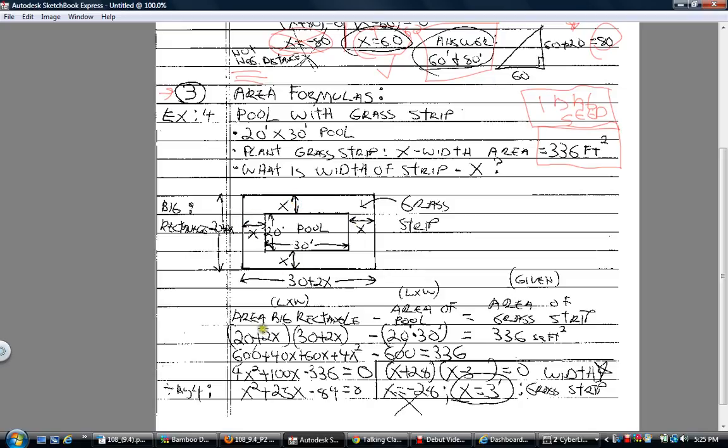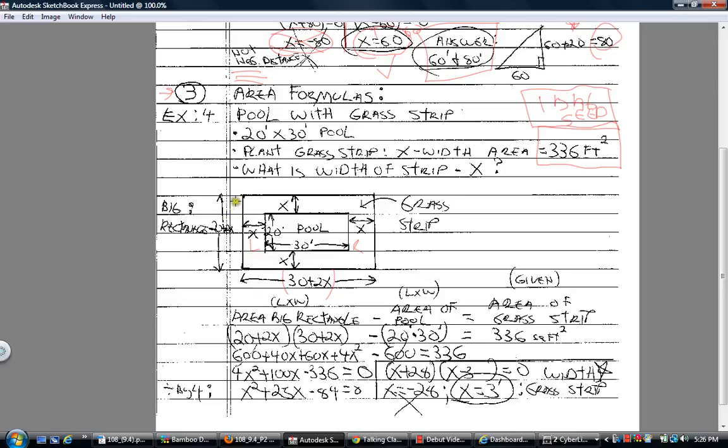Okay, now you've done that, and then we got to think about this now. What would the length of this grass strip be? You got 30 feet, the length of the pool, and then you've got the grass strip on the left side, one on the right side, so you would have what? x plus x, or 2x. So there's your 30 plus 2x, the length of the big rectangle.